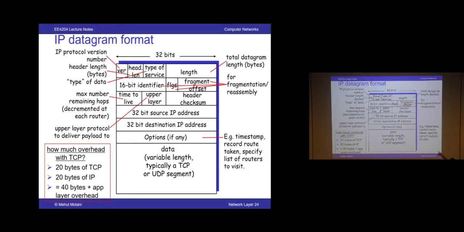All right, then we have upper layer. So I was a bit wrong. Type of service is something else. It's about network layer service. The upper layer protocol is in the upper layer field here, and then there's a header checksum. Then you have the source.